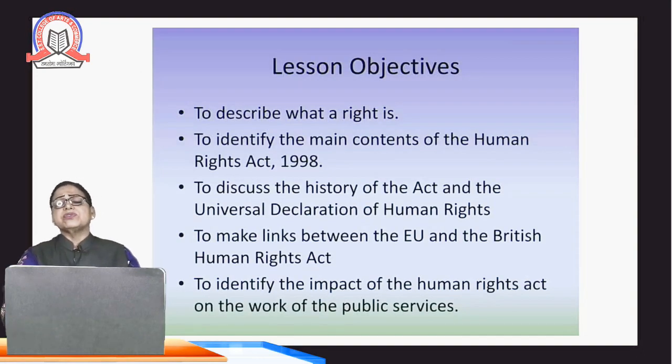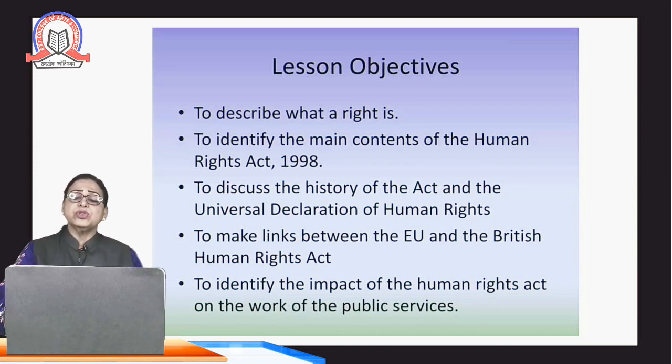There are certain objectives why human rights were carried at the international level, and the general public, all the people of the globe, were made aware of human rights. First objective is to describe what right is. To make people understand what exactly the word right means. To identify the main contents of the Human Rights Act 1998. The Government of India passed an act, the Human Rights Act in 1998, to describe the do's and don'ts coming under human rights, as well as to guide people how they can make use of the rights they have.